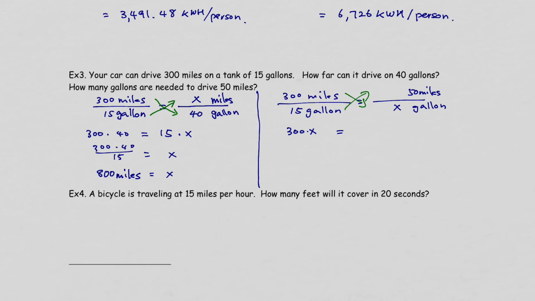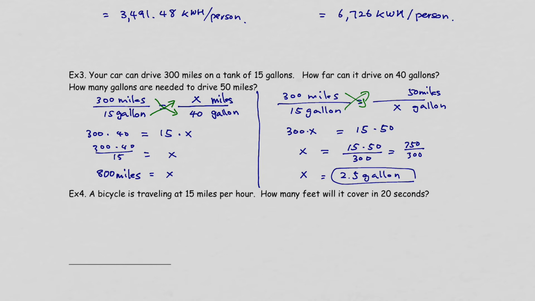And 15 times 50. So x, when I isolate it, you need to divide both sides by 300. And when you plug in those numbers into the calculator, this comes out to be 750 divided by 300. So that gives you 2.5 gallons. So you will need 2.5 gallons in order to drive 50 miles.